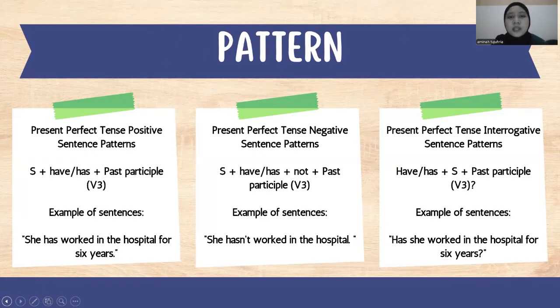And second, present perfect tense negative sentence patterns. The pattern is subject plus have or has plus not plus past participle or verb 3. Example, she has not worked in the hospital.